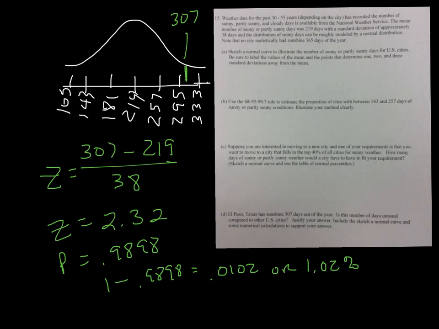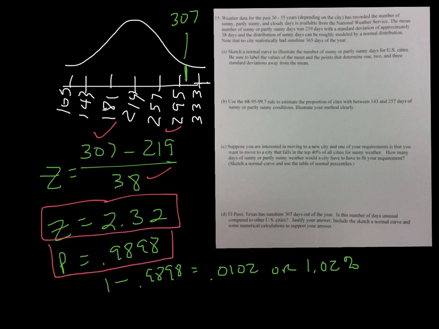Now on the last question, D, it says El Paso, Texas has 307 days out of the year. Is this number of days unusual compared to the other U.S. cities? Well, notice what I've done. I basically took the 307, subtracted the average and divided by the standard deviation. They have a z-score of 2.32. I then converted it to a p-value of 0.9898.